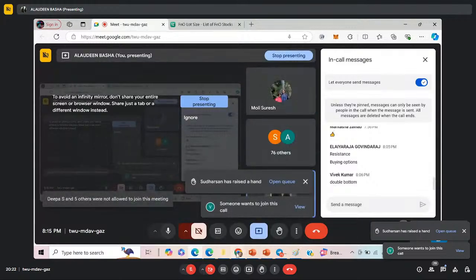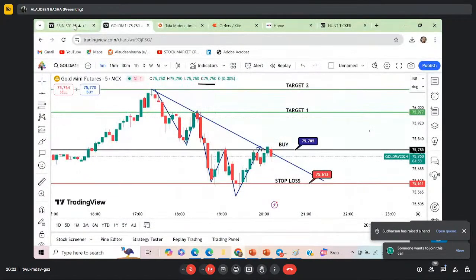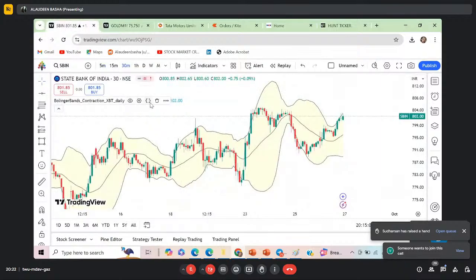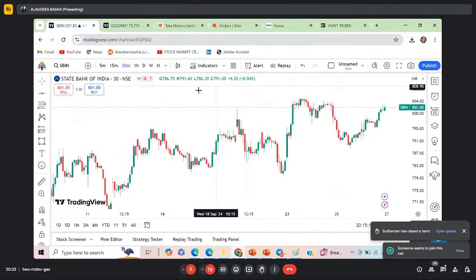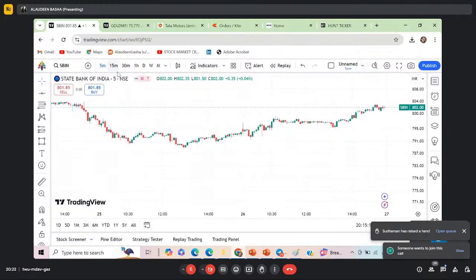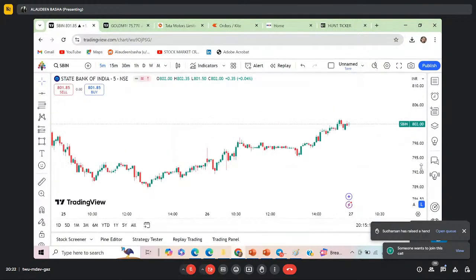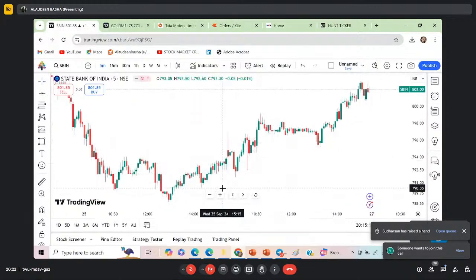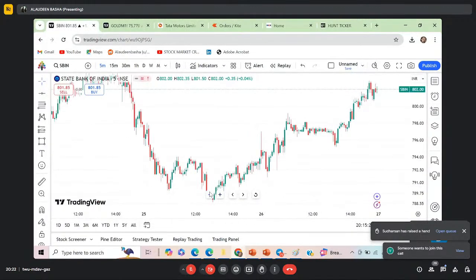Good. You can simply look at any stock and easily identify. Before that, I'll remove the indicator. This is the 5 minute time frame. You can take 5 minutes, 15 minutes, even 1 hour for intraday. In my suggestion, 5 minutes is the best time frame for intraday. Don't go for 10 or 15 minutes; even 1 hour is risky.